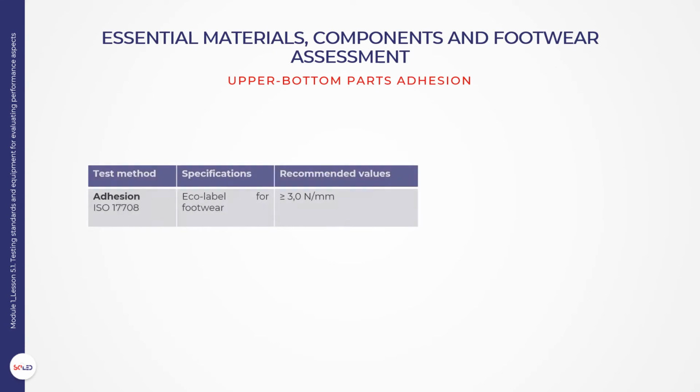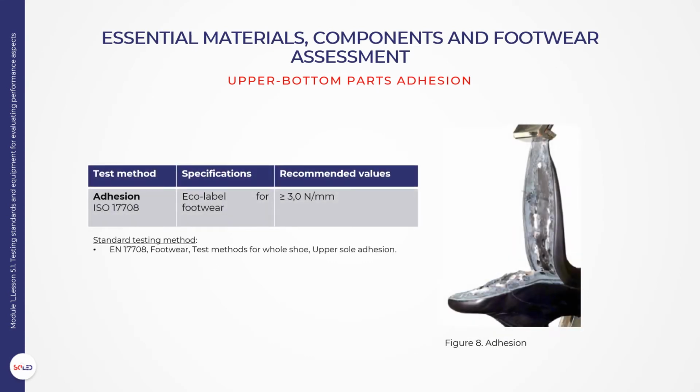Upper-bottom parts adhesion. Adhesion is the state in which two surfaces are held together by interfacial forces. Standard EN 17708 gives a test method to determine the resistance to separation of the upper from the outsole, to separation of adjacent layers of the outsole, or to tear failure of the upper or the sole. It also defines conditions of aging that can be used for production control.